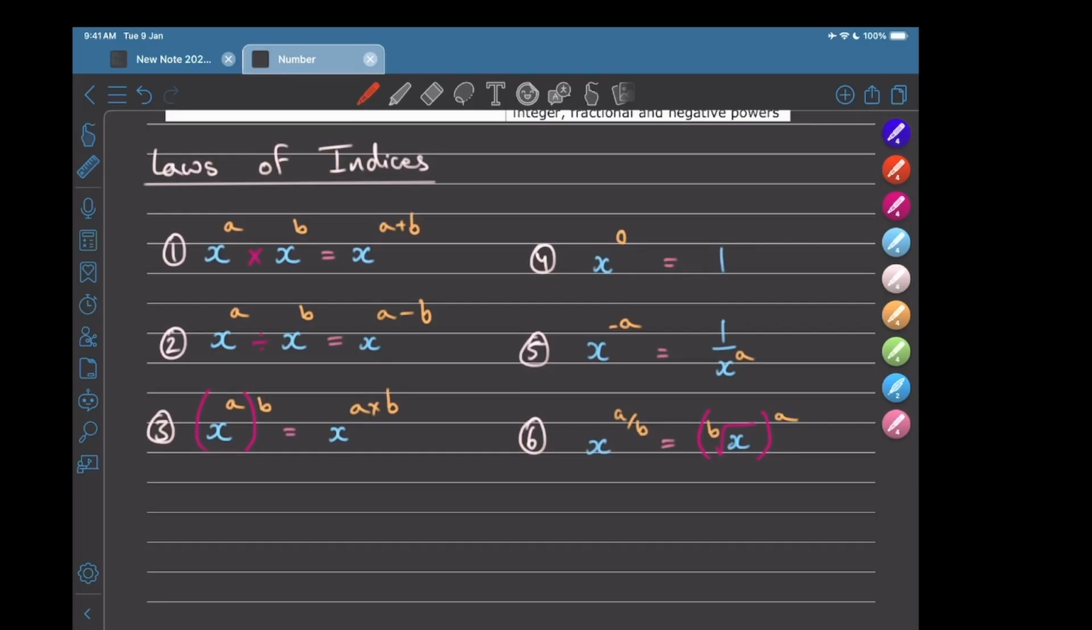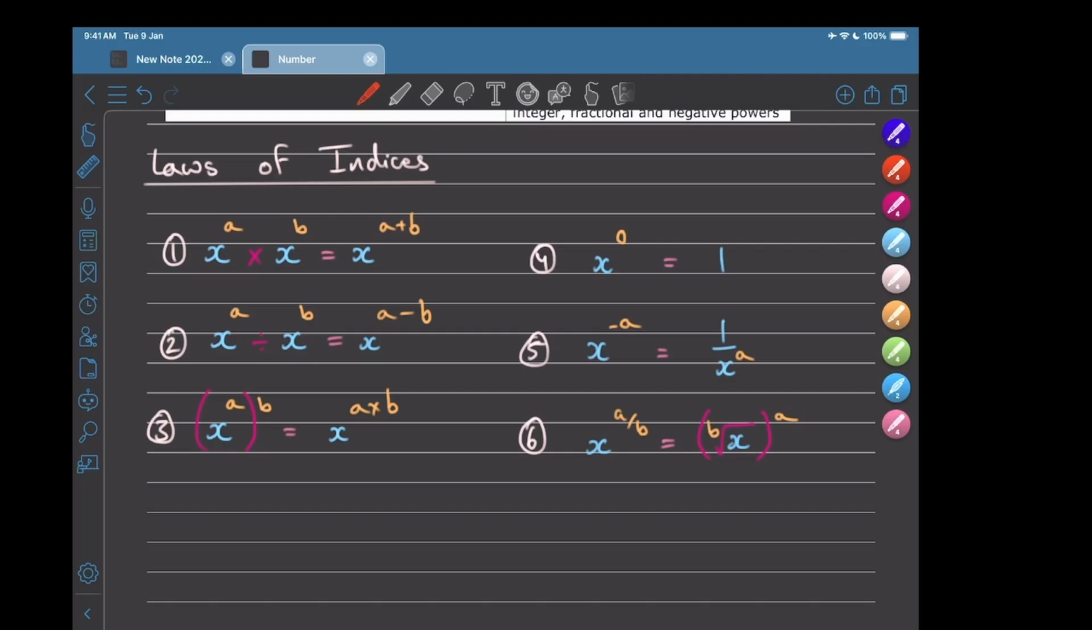Now when you have brackets, when it's a bracket, the indices multiply. This is very crucial, please keep this in mind. Many students forget it. It's a very simple, very silly mistake that students make. So whenever there are indices inside the bracket and indices outside the bracket, the indices multiply. Please do not make that mistake.